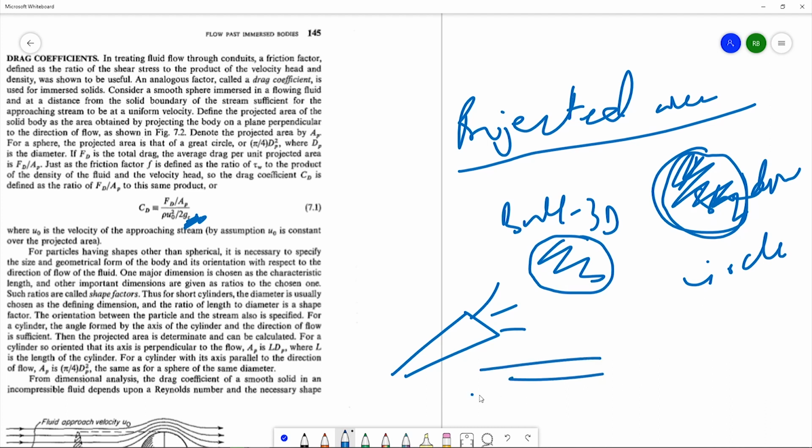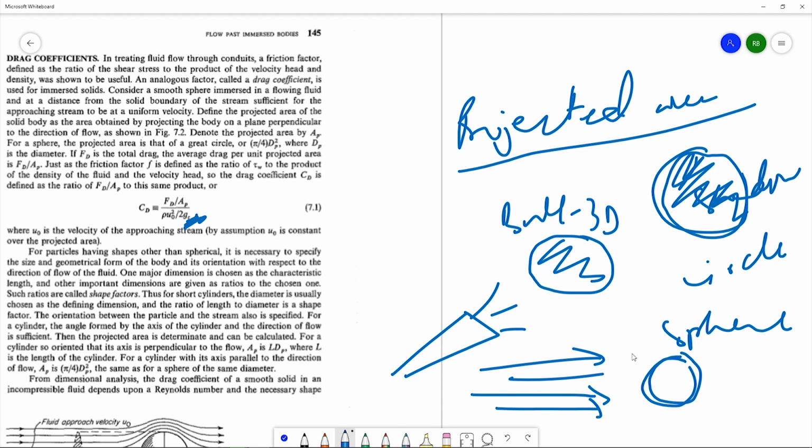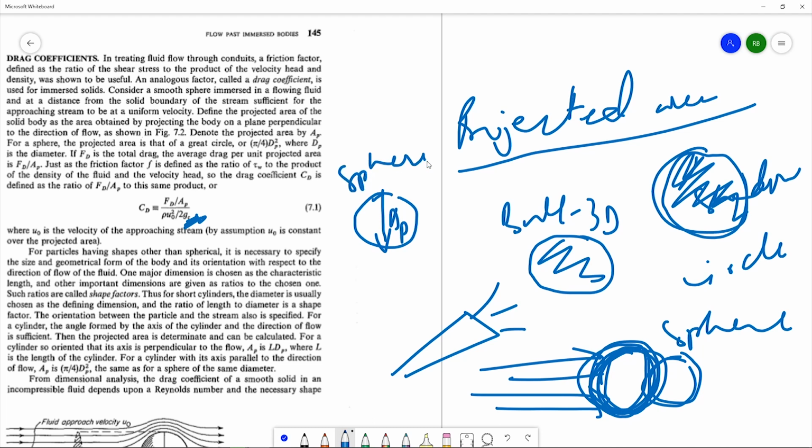Suppose fluid is flowing like this, and you have a sphere here. The fluid will see this sphere as a circle. So that is called projected area. While calculating the drag coefficient, you have to first calculate the projected area. If we have a sphere of diameter dp, what will be the projected area? It will be a circle of diameter dp. What is the area of this circle? Pi dp square by 4.